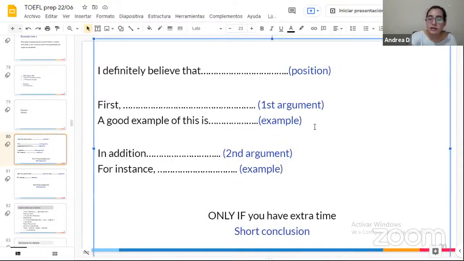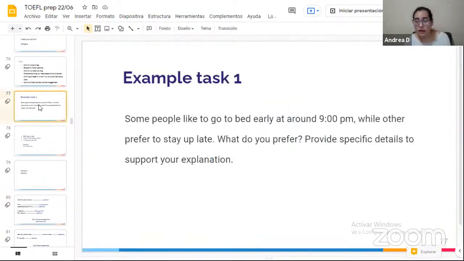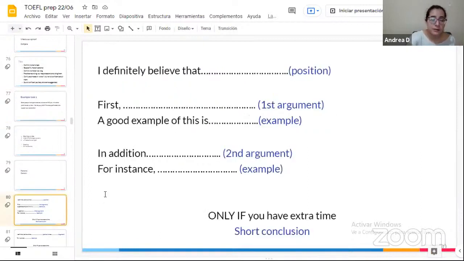So, if you start, for instance, with your example, if you start by telling me, okay, there was this time when I went to bed early and I didn't do anything and I wasn't productive and so on, and then you tell me your argument, so since when you go to bed early you're not productive, and then you tell me your position, I think that this is better. That would be changing the structure. And I really recommend you guys don't do that, because as I was saying, they want direct, simple and easy responses. So try to keep the structure.